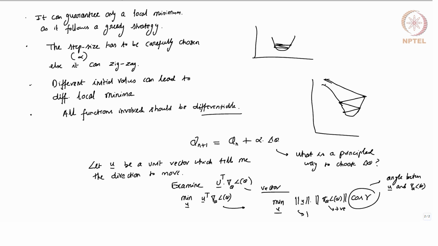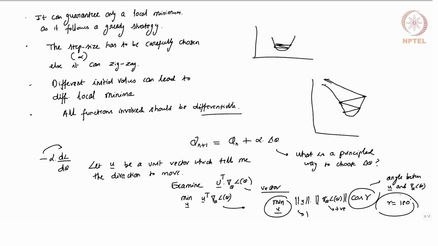u and the gradient vector. Because we are doing a minimization, the lowest value that cos gamma can take is -1, which means gamma should be 180 degrees. That is why, if you saw that equation, it had minus alpha dL by d theta. This negative of the gradient comes from there, because it is supposed to go exactly in the opposite direction with respect to the gradient, since gamma is the angle that u makes with respect to the gradient.